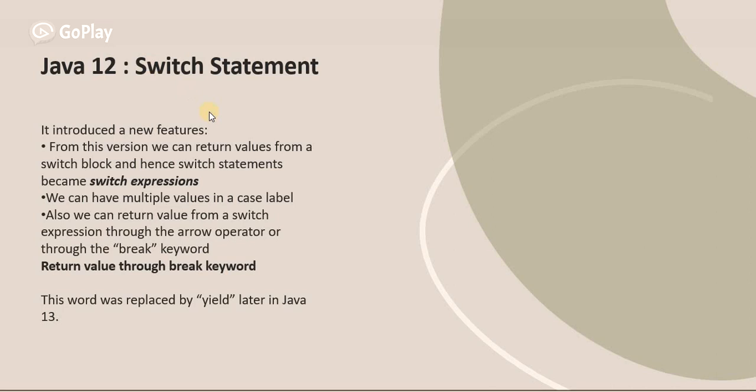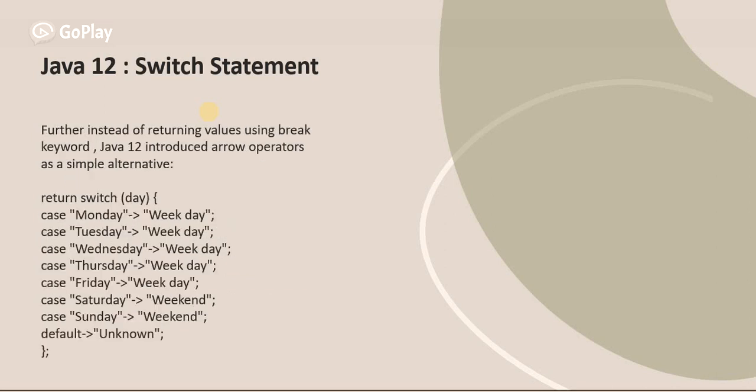Now come to Java 12. It introduced a new feature, the switch expression. Also we can return values. In Java 12, returning was possible using the break statement, but in Java 13 they replaced the break statement with the yield keyword. Using this we can return a value from the switch statement.